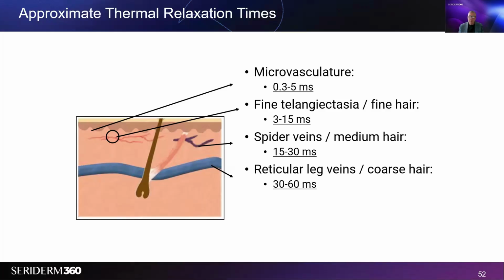So typically when we want to stimulate the microvascular network, we would look at pulse durations from around about 0.3 milliseconds or 300 microseconds up to about 5 milliseconds. Fine telangiectasia, fine hair, 3 to, I would say, 10 milliseconds. Medium, 10 to 30 milliseconds. And then when we go to coarse hair, 30 to 60 milliseconds. And leg veins, again, I typically use 30 to 50 milliseconds.